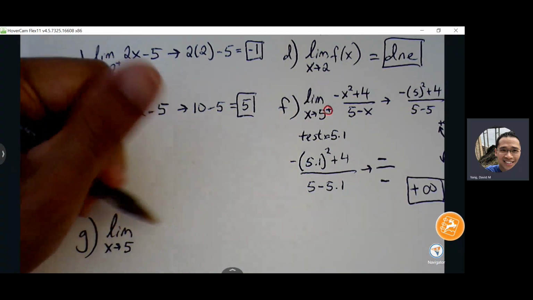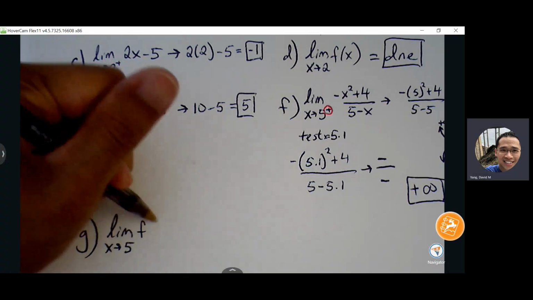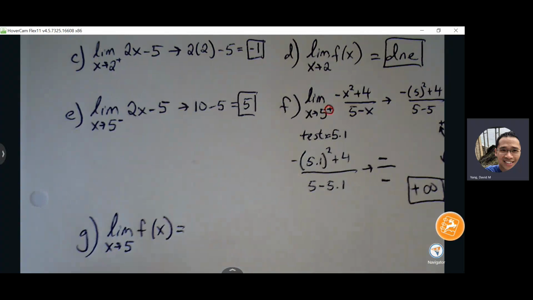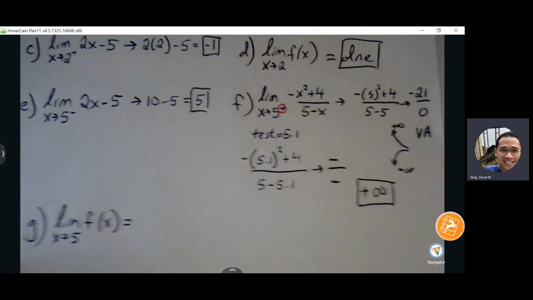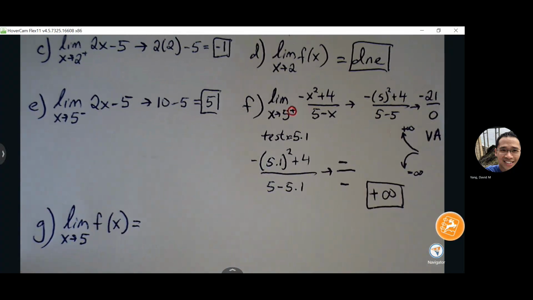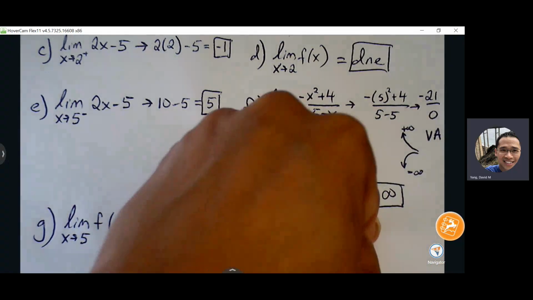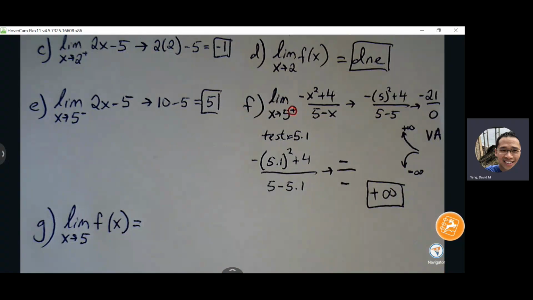Limit as x approaches 5. We see the graph is split on either side of 5. We have to rely on one side of the limit. Do we have enough information to conclude? It doesn't exist, right? One side is 5, the other side is positive infinity. They're not in agreement.